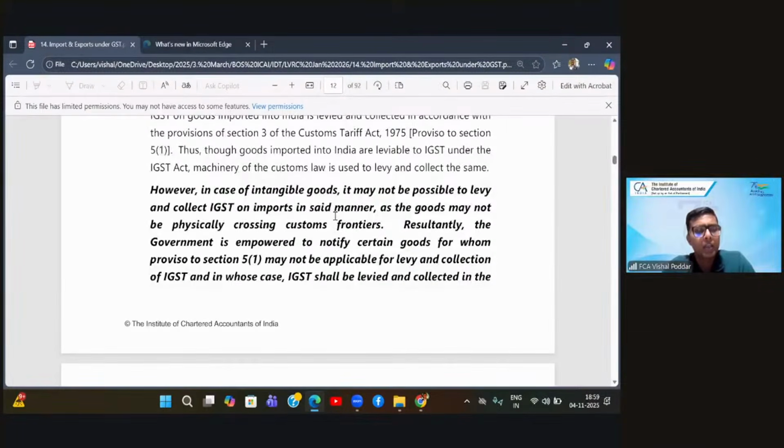But interestingly, all this is happening through documents. So there is nothing coming from the ship which will be going to customs. So it is happening only by way of transfer of documents.